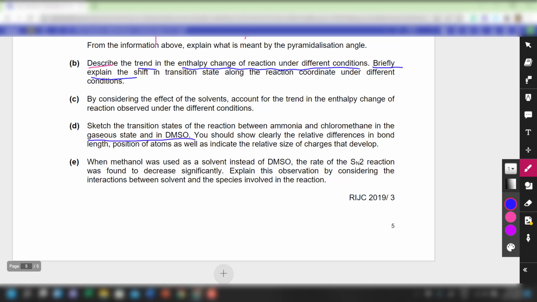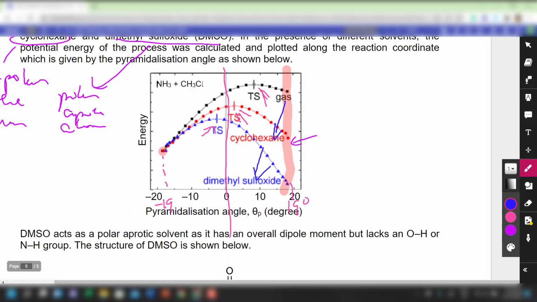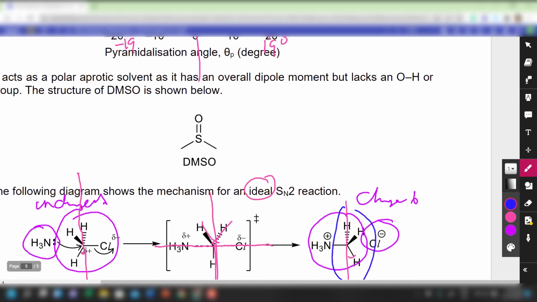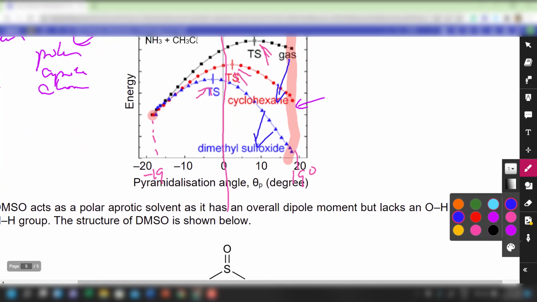So we're looking at the two extremes. Show clearly the relative difference in bond length, position of atoms, as well as indicate relative size of the charge being developed. Okay, so we'll just take this as a reference. Okay, so number one, right? If we try to draw it for DMSO, I think it is very clear that it is an early transition state. So if it's an early transition state, it will resemble more of this. Okay, so we'll try to sketch that out.